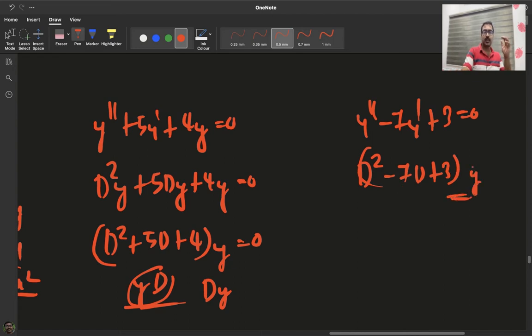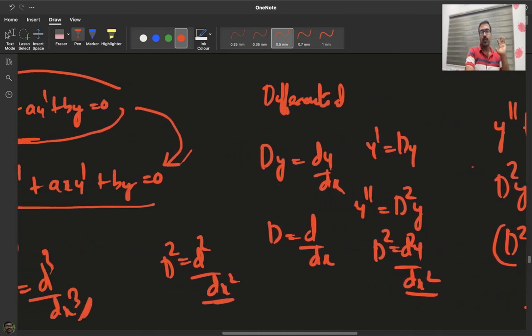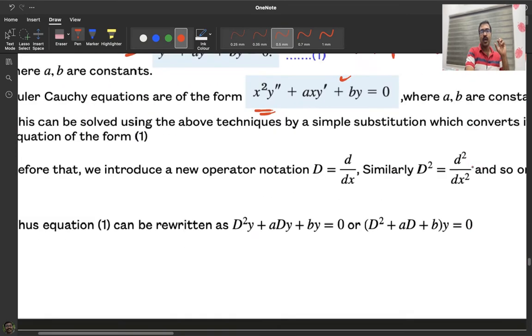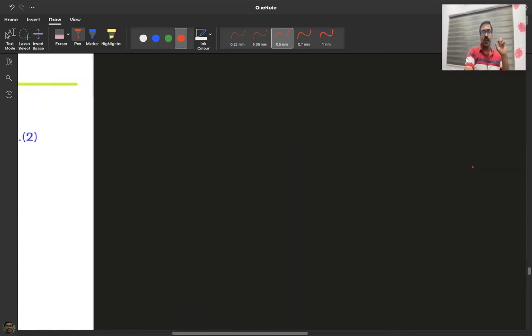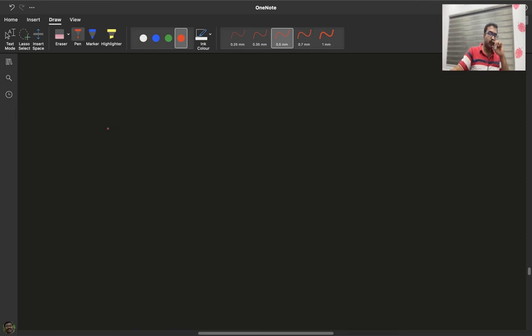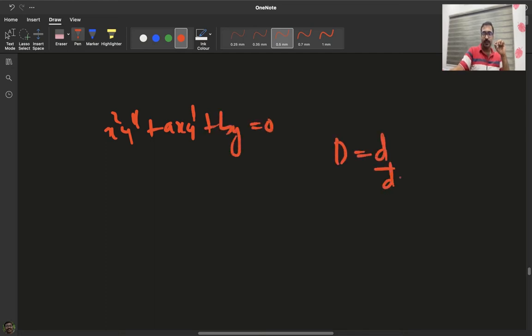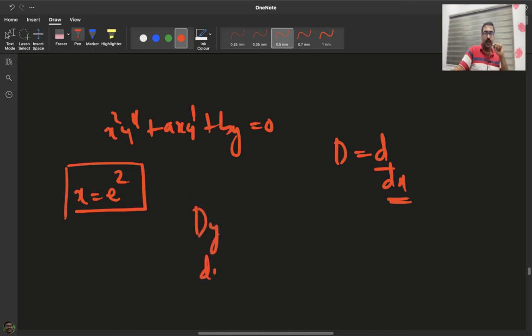Okay, if you have understood this notation, what I am going to do is, suppose I have an Euler Cauchy equation of the form x squared y double dash plus a into x y dash plus b into y is equal to 0. Suppose my D is actually d by dx. I am going to put a substitution x is equal to e raised to z.